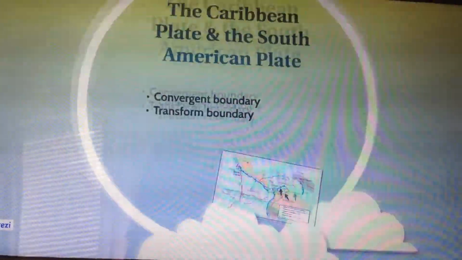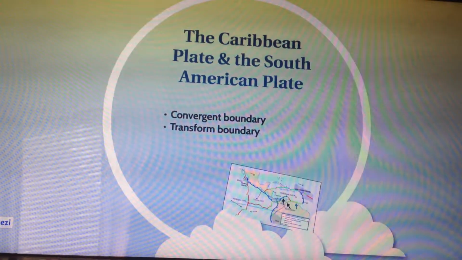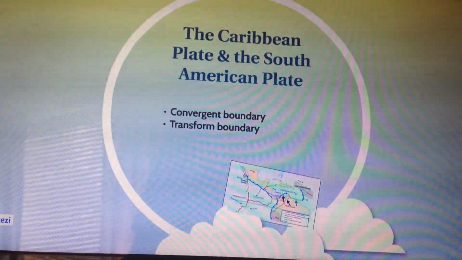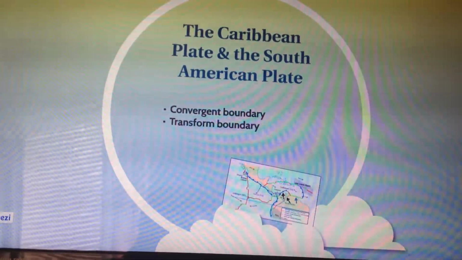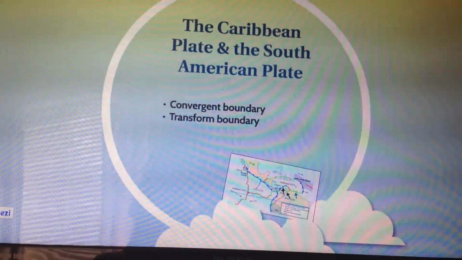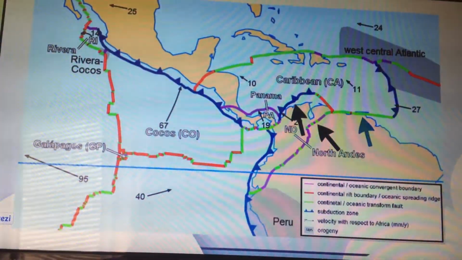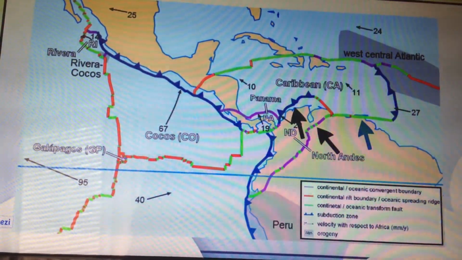And the second kind of boundary we know is a transform boundary, which is when two plates slip past one another laterally, which leads to transform faults and seismic activity, especially earthquakes. And we can see that in the lighter blue arrow pointing to the green line.